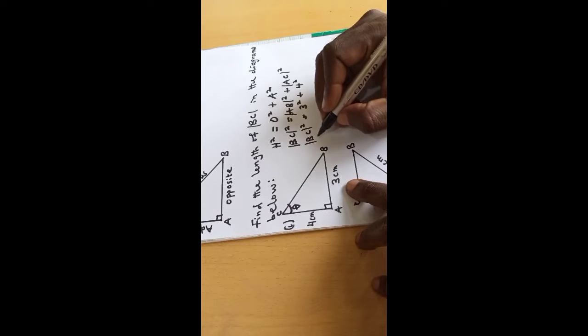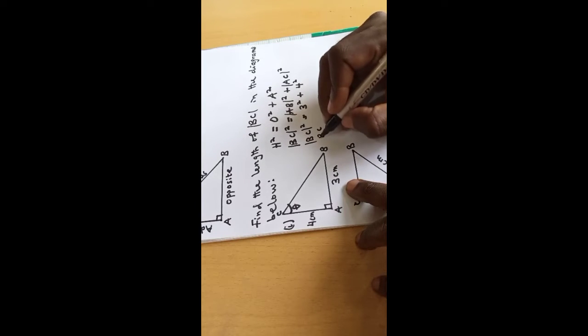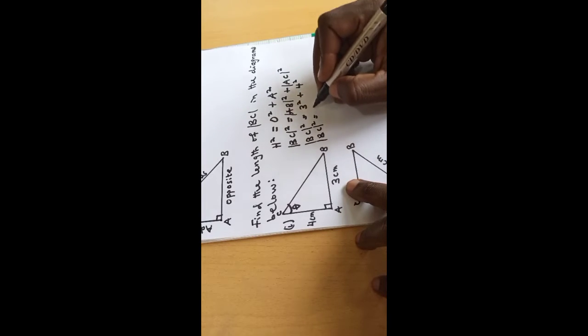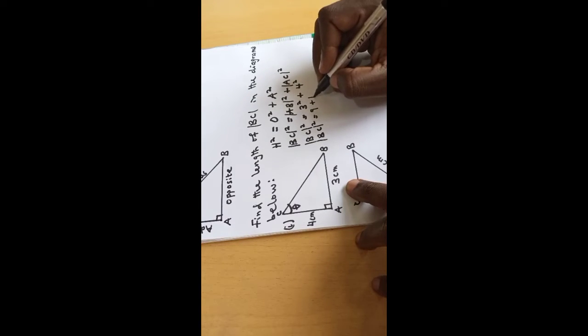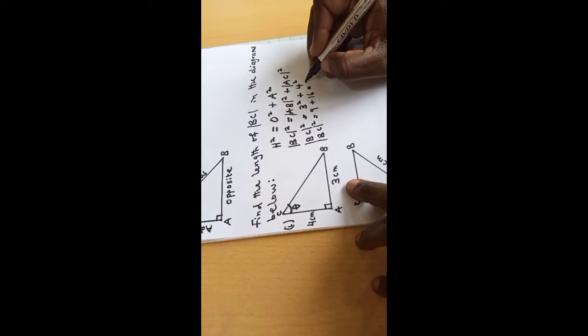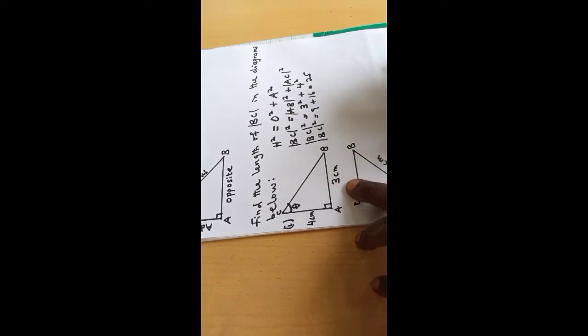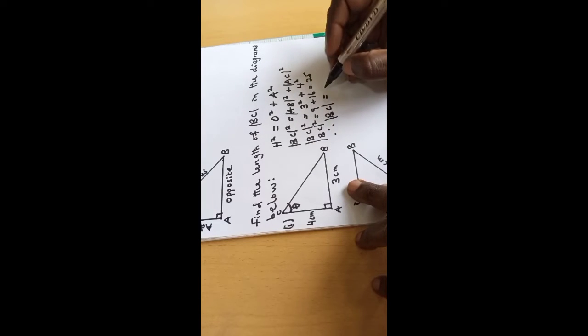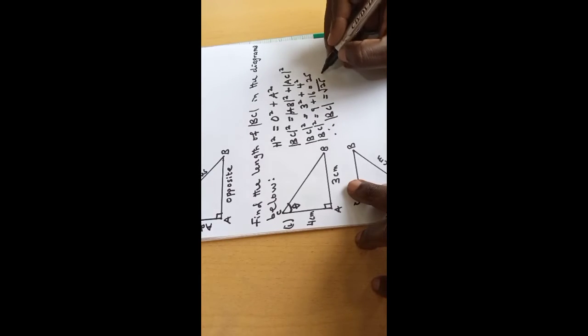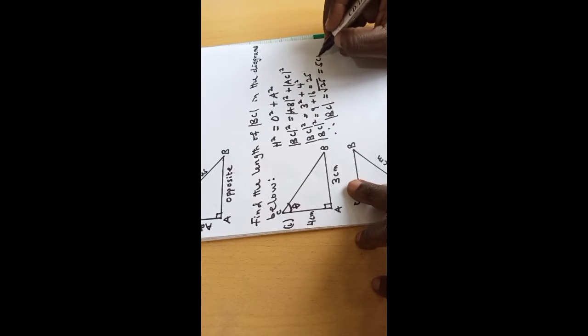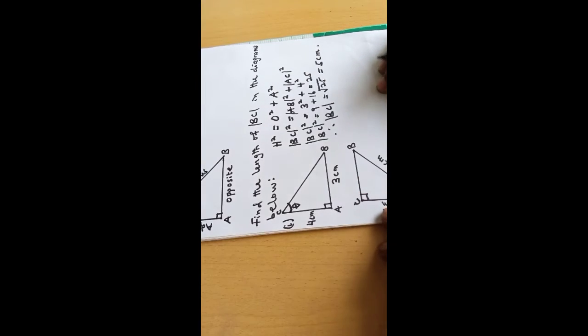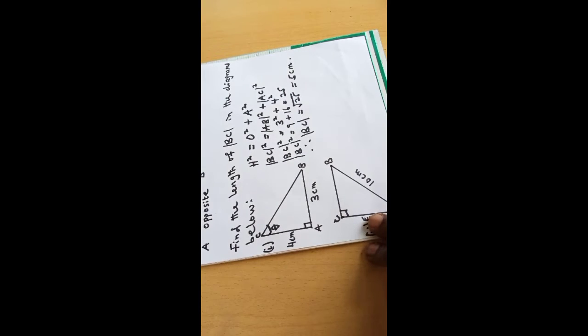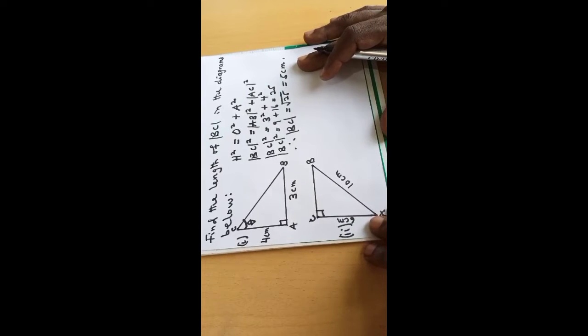And that is going to give us BC squared to be equal to 9 plus 16, which is 25. Therefore, finding the square root of both sides will give us the root of 25, which is going to give us 5 centimeters. So our BC is 5 centimeters. So that is the first one.